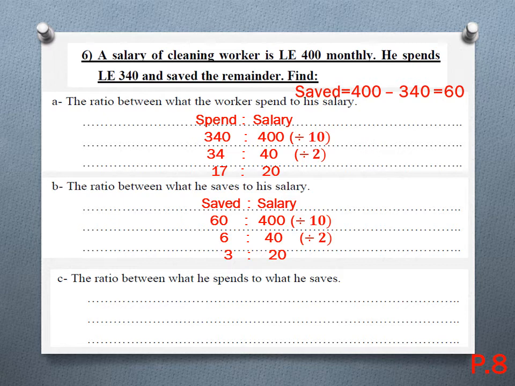The ratio between what he spends to what he saves. Spent to save. He spent 340 and he saved 60. Start to find the ratio between 340 and 60. Divide here both of them by 10. 34 to 6. Divide by 2 because they are even numbers. 34 divided by 2 equals 17, and 6 divided by 2 equals 3, and this is the simplest form.